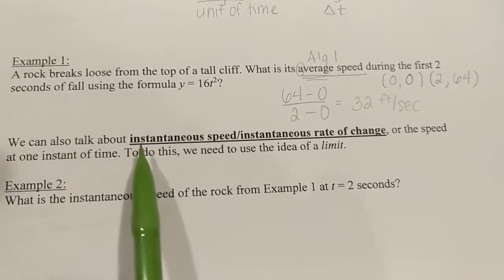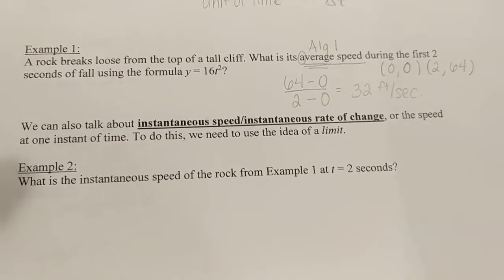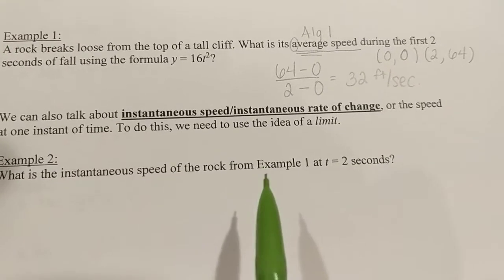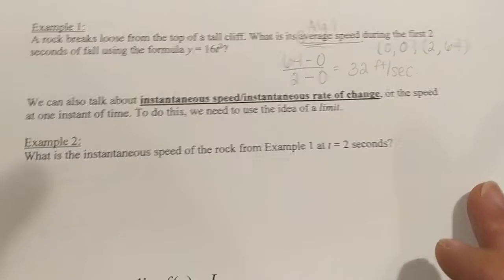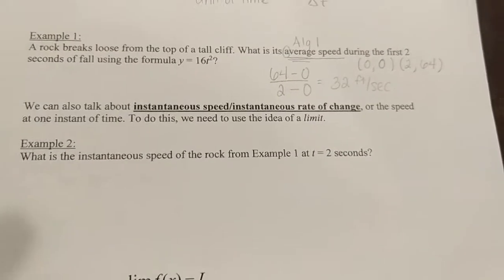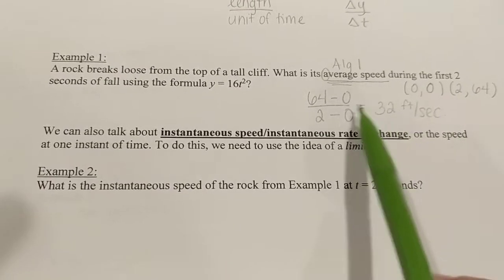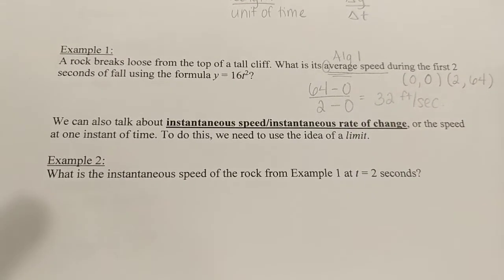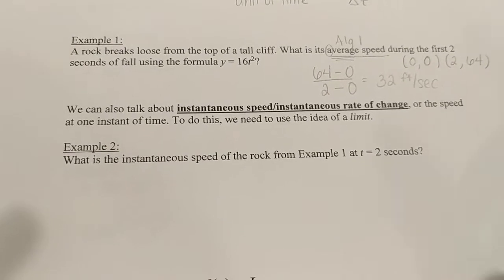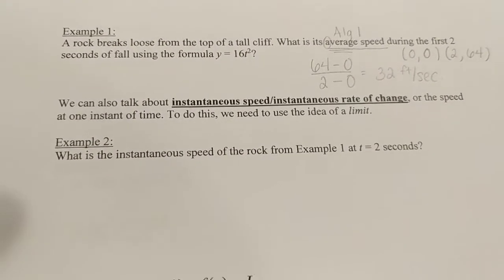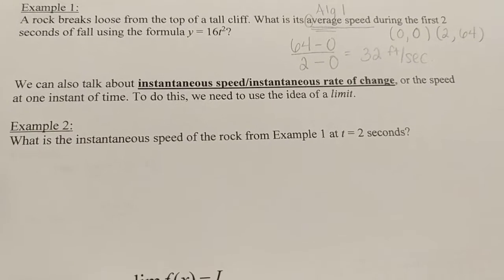And so it says we can also talk about instantaneous speed or instantaneous rate of change. And to do this, we have to use the idea of a limit. So when we talk about this instantaneous speed of a rock at time 2, now we don't have 2 ordered pairs to find the slope. So this is where I know last year you were introduced to derivatives, but for right now we can't use any of those derivative tricks. We have to really do the understanding and the limit definition that we need to talk about.